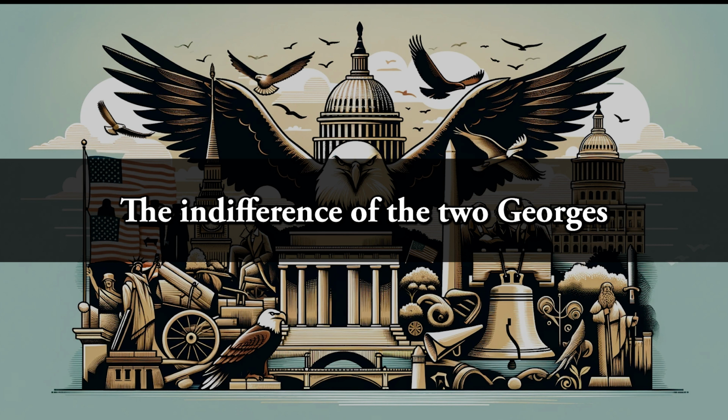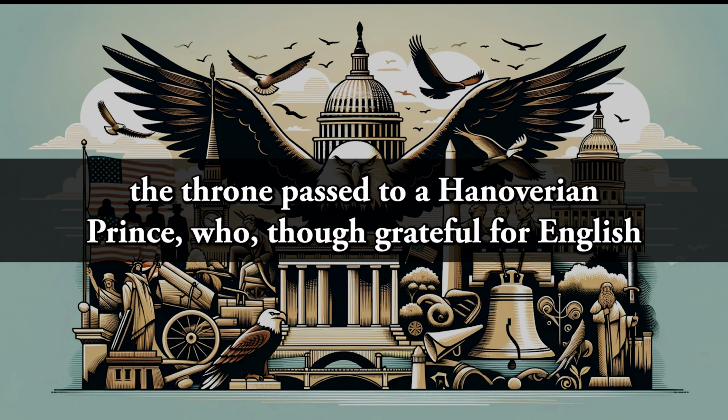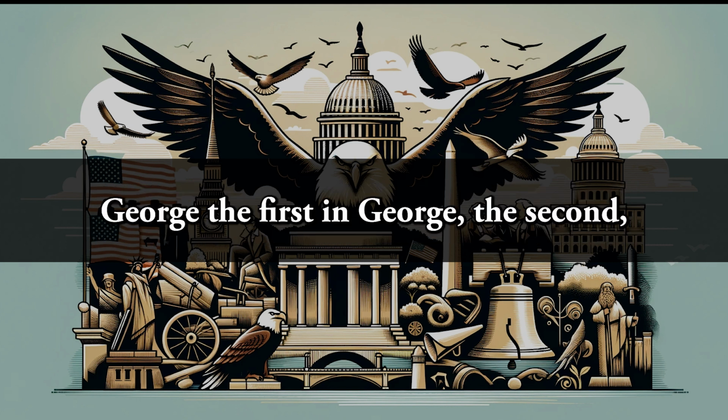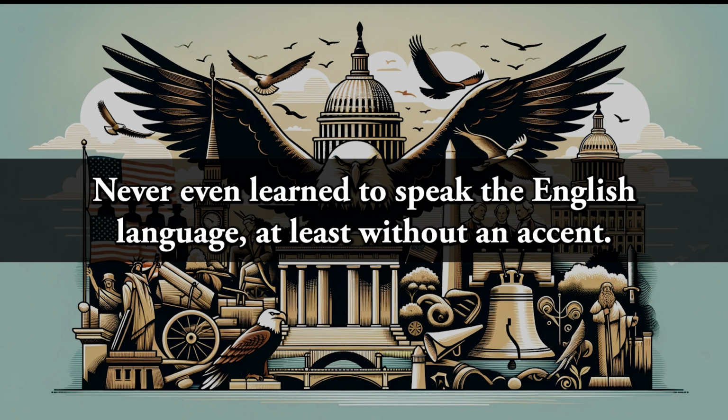The indifference of the two Georges. On the death in 1714 of Queen Anne, the successor of King William, the throne passed to a Hanoverian prince who, though grateful for English honours and revenues, was more interested in Hanover than in England. George I and George II, whose combined reigns extended from 1714 to 1760, never even learned to speak the English language, at least without an accent.